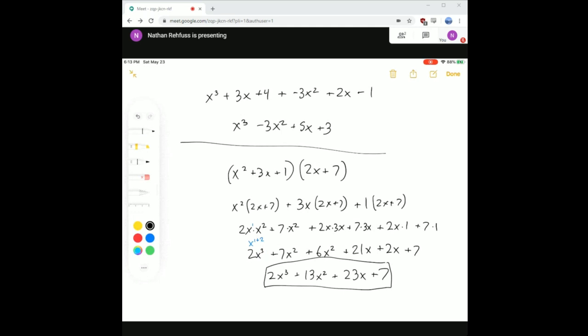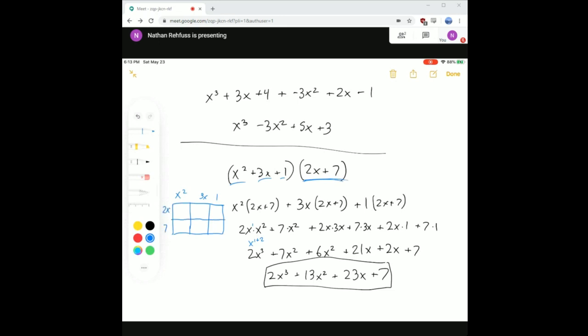Here's a trick I like. See, it's like rows and columns. The x squared gets each of these, the 3x gets each of these, and the 1 gets each of these. So imagine I draw this shape. Here's x squared, 3x, and 1. They're each going to have a column. 2x and 7 are each going to have a row.